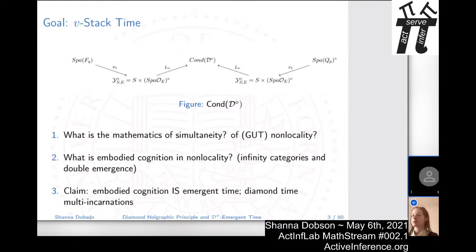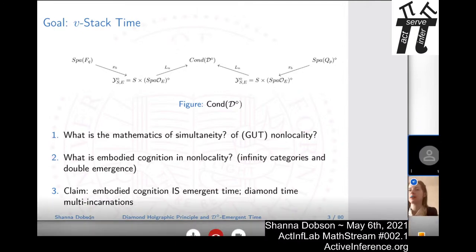So a stack is going to be this particular object that takes values in categories, not just sets. So we're not looking at the set of continuous functions, but maybe the category of continuous functions, and every object in the category is a continuous function. So you're getting this sort of grand unified view of objects, which is really, really neat.